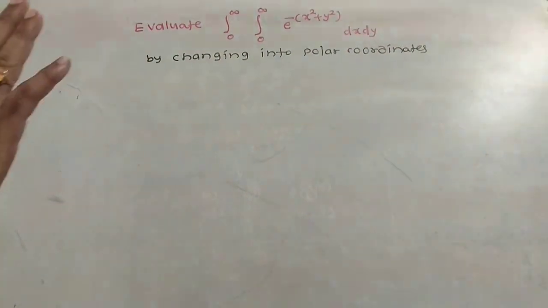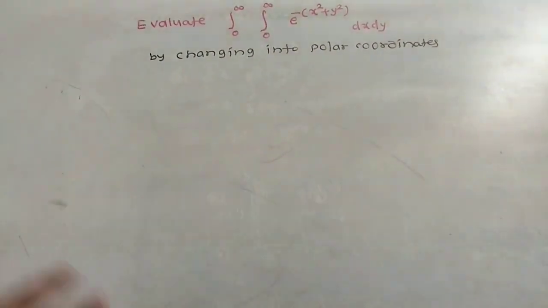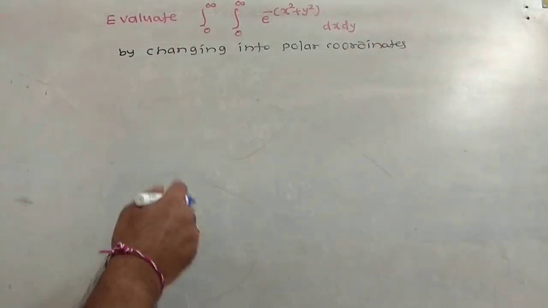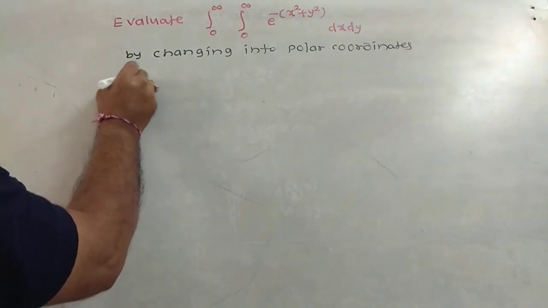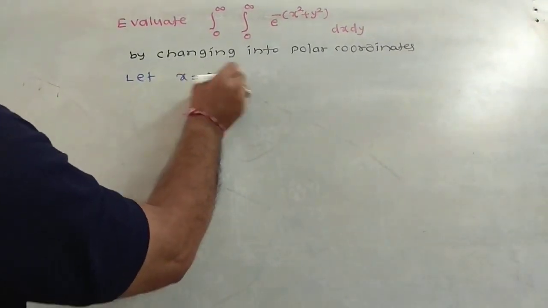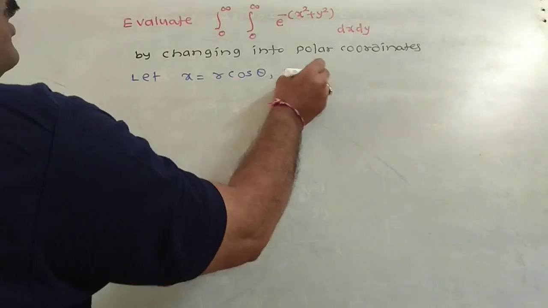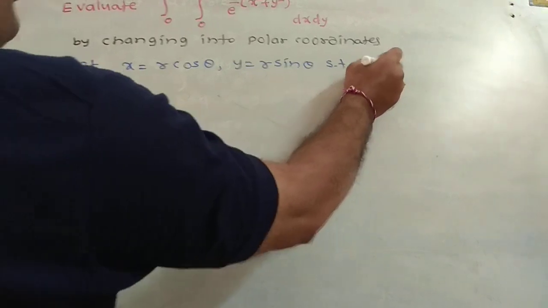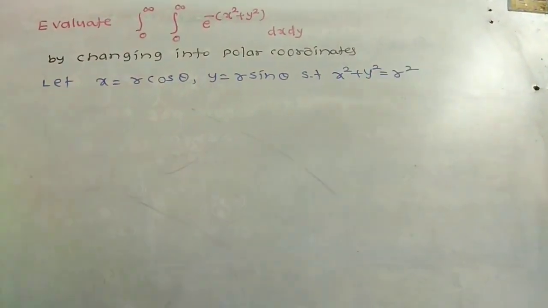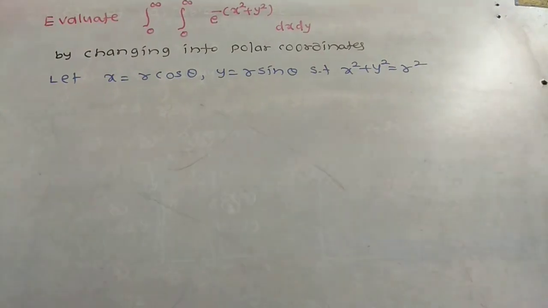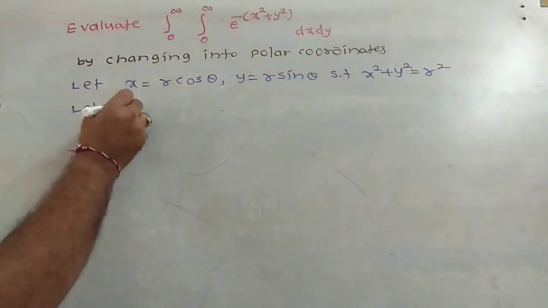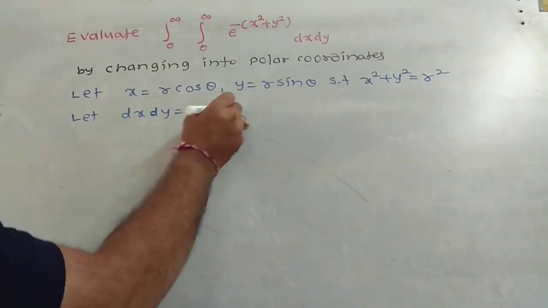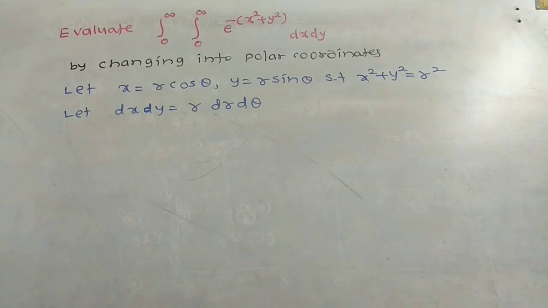As I said, the previous old variables are x and y. Now we are converting into polar coordinates. In order to do that, as per your task number 1, you substitute x equal to r cos theta, y equal to r sin theta, such that the condition is x square plus y square equal to r square. Now what is your next task? The next is dx dy equal to r into dr d theta. This is your second task.